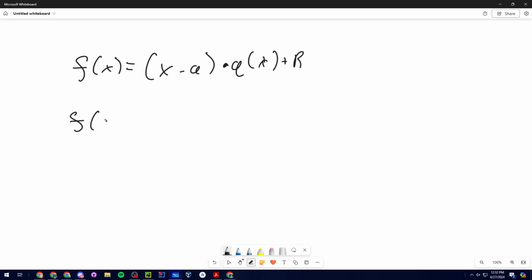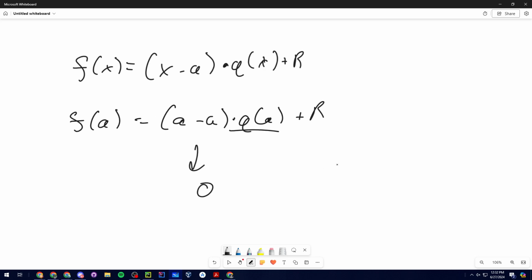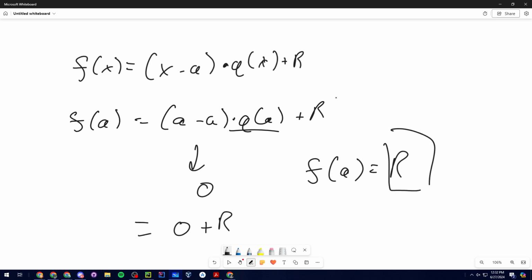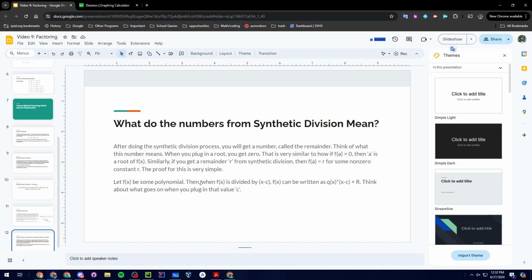But say we plug in a, f of a, that's equal to a minus a times q of a plus r. We don't even need to know what q of a is because this just turns into 0. So we're just left with 0 plus r, which just means that f of a is equal to r. So nice proof, and it's really short, not as long as the other one for your rational root theorem.